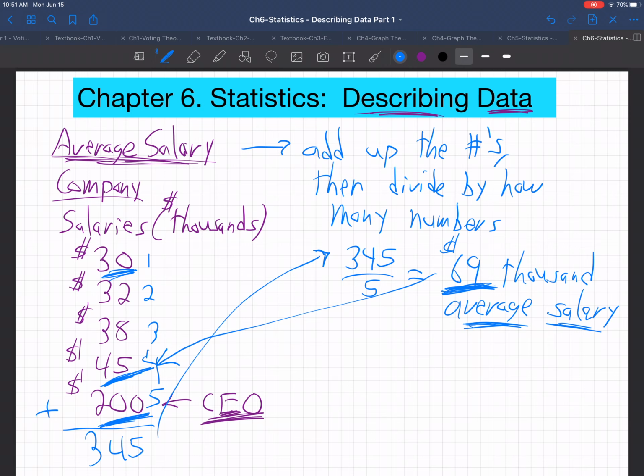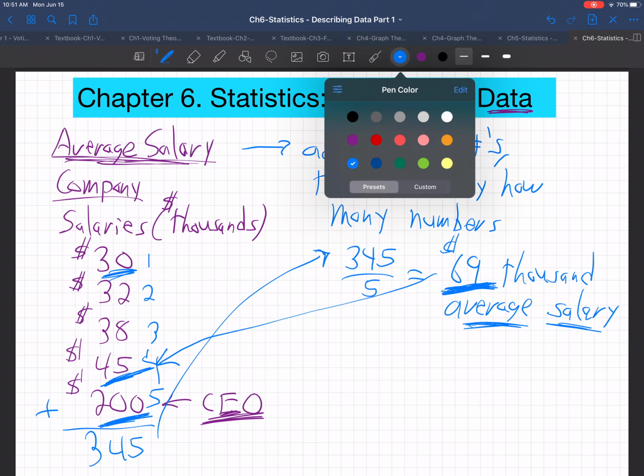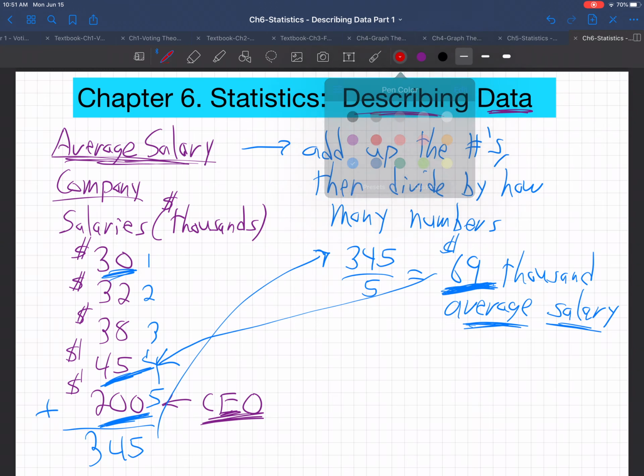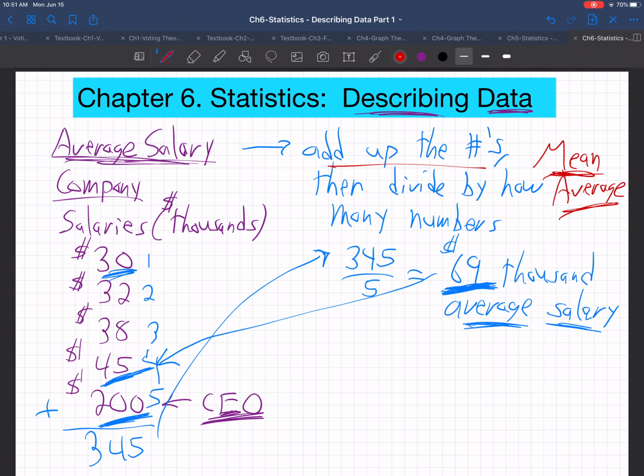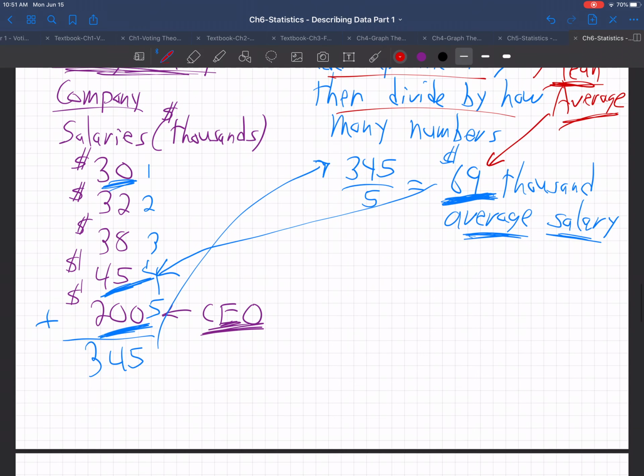It's such a big number, what the CEO makes, that when you throw that one in, add them up and divide, you just pull that average way up to 69,000, so it's no longer really the typical salary at the company. And because of this, we have another kind of average. So this average, where you add them up and divide, is called the mean average. That's the official name. It's the mean average, where you add up the numbers and divide. So the mean average is 69,000.